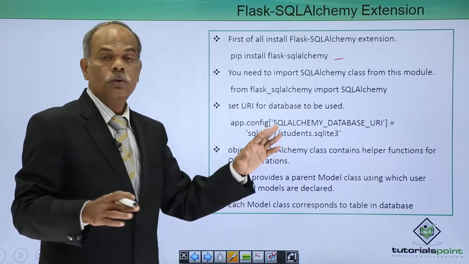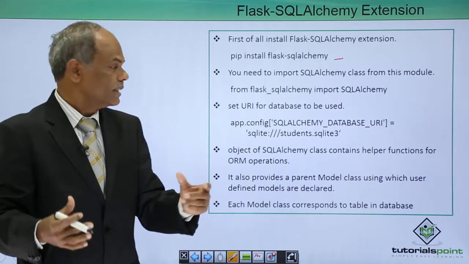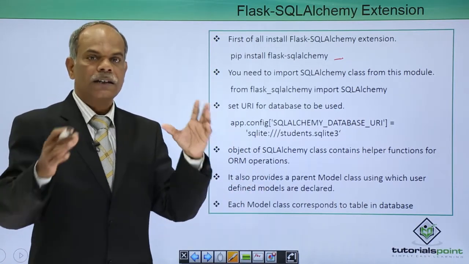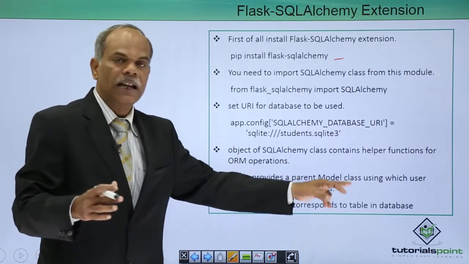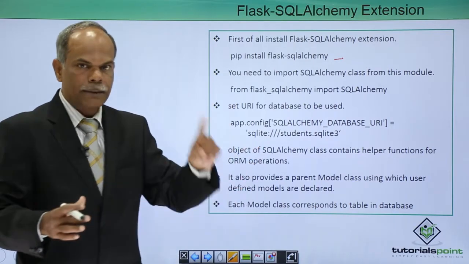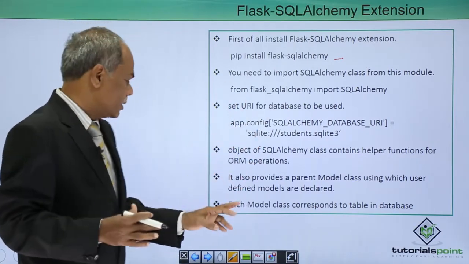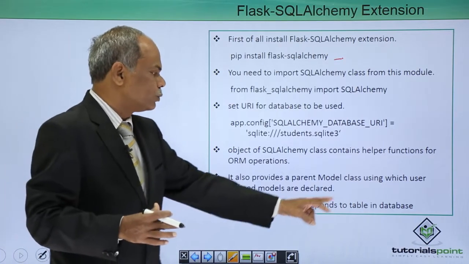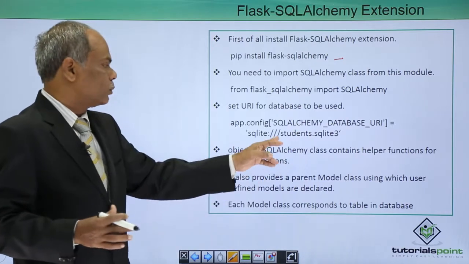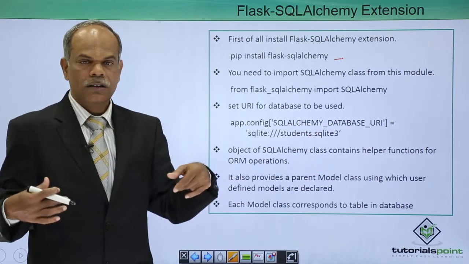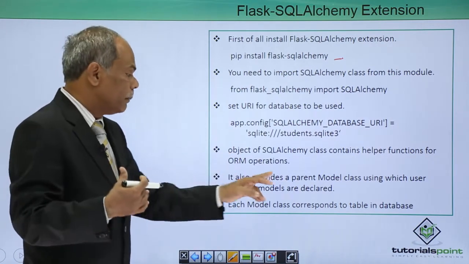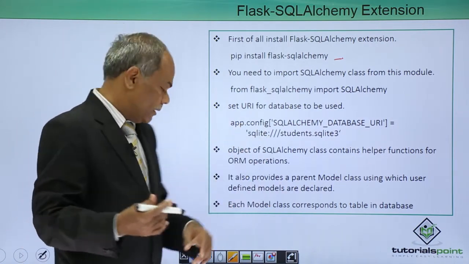In order to handle or process the data in the tables, you have to define an equivalent class based upon the model class, which corresponds to the table in your SQLite database. Each model class corresponds to a table in the database. So, for example, if in the students.sqlite3 database there is a students table, you will have to define a class called students, which will be based upon db.Model.